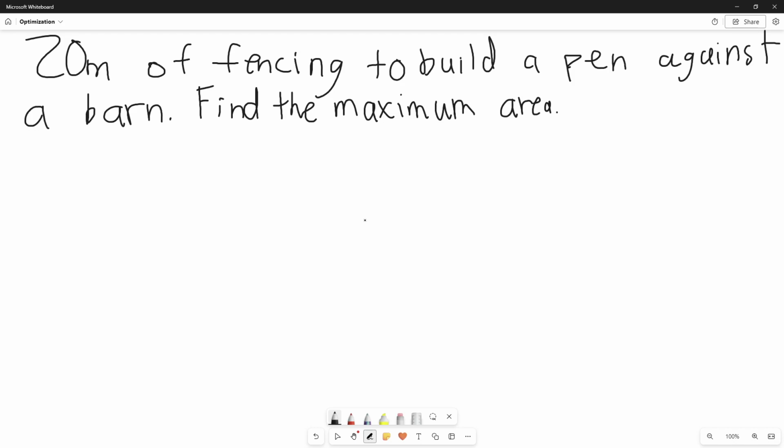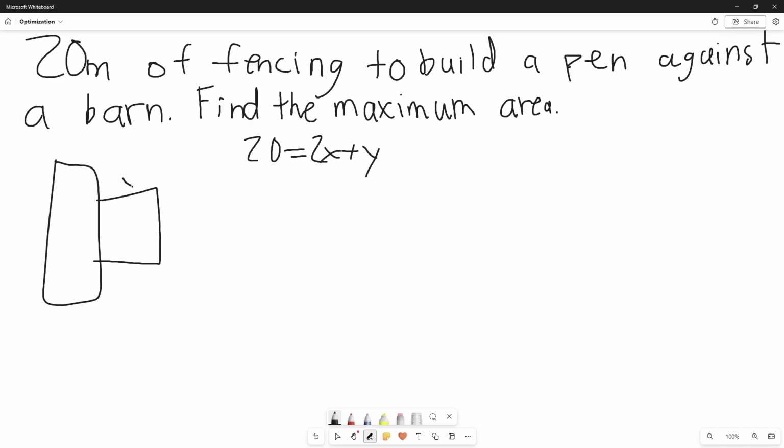This one says, you have 20 meters of fencing to build a pen against a barn, and we're assuming the barn already exists. Find the maximum area of the pen. So let's draw our barn, and let's draw our pen, and we're going to find the maximum area of this pen. Let's write an equation for our perimeter. So 20 is equal to 2x plus y if we label this side as x, and y. And it's not 2y because one of the sides is already covered by the barn. So we only need 2x and 1y. And our area equation is going to be x times y, as always.